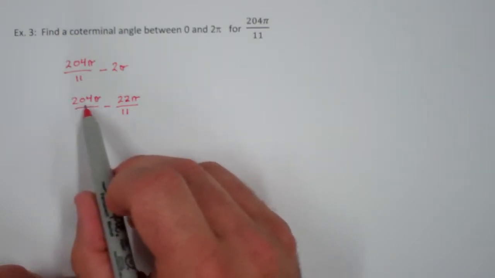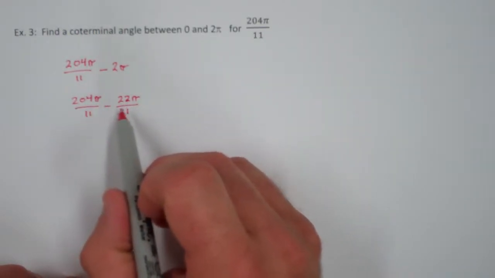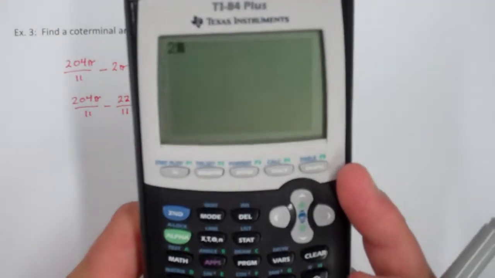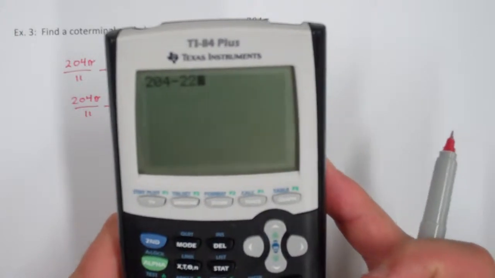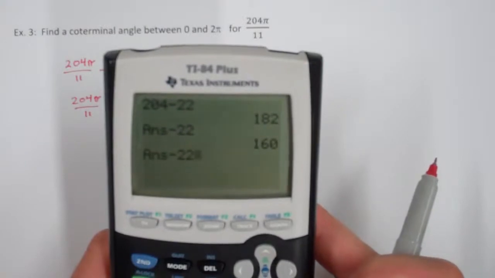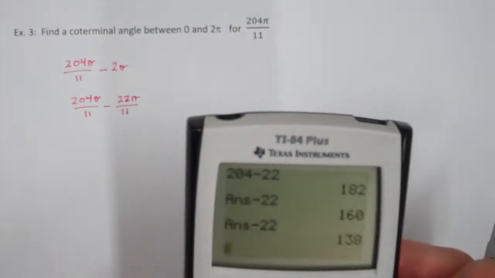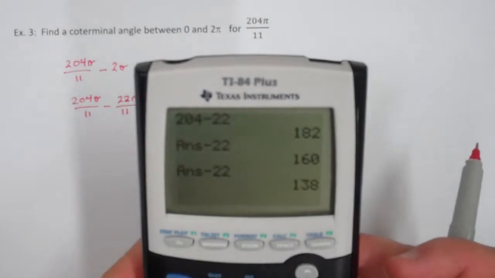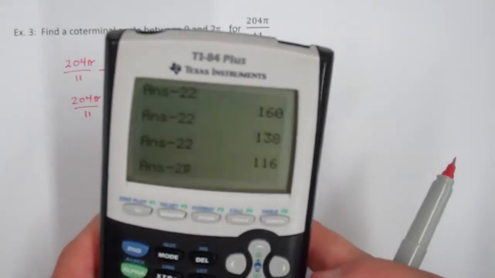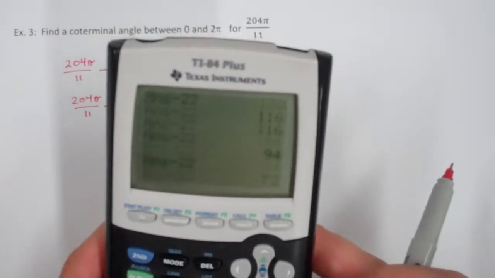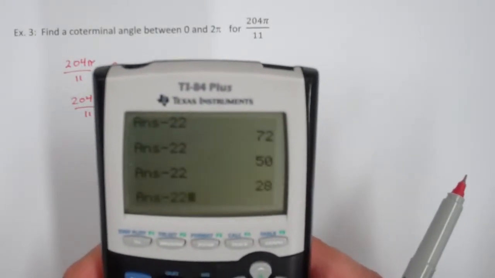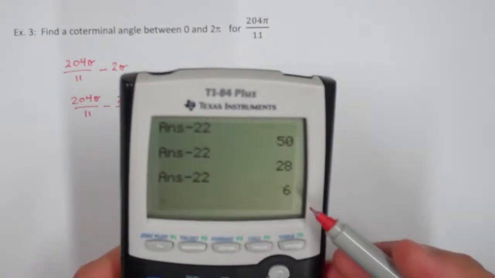If we look at this 204 right here, when we subtract 22, we'll still have a pi. So we can actually just use that method and just keep subtracting 22. And we're going to subtract 22 until we get a number that's somewhere between 0 and 22 pi, or excuse me, 0 and 22. So we'll keep subtracting, keep going, we're almost there, just a little bit longer, getting close, and there it is, we've got 6.